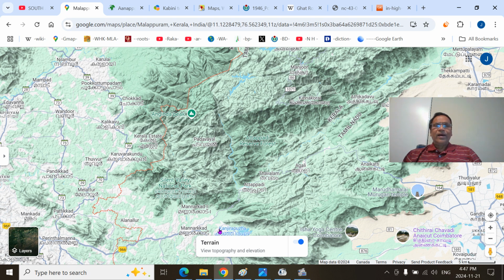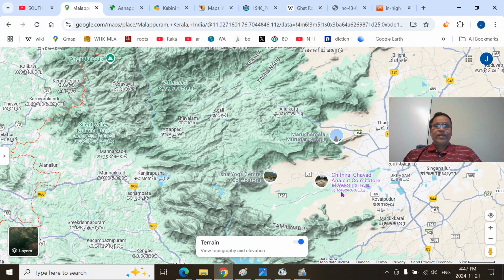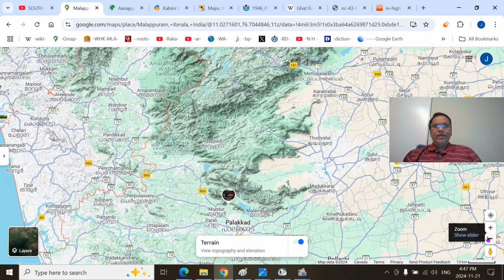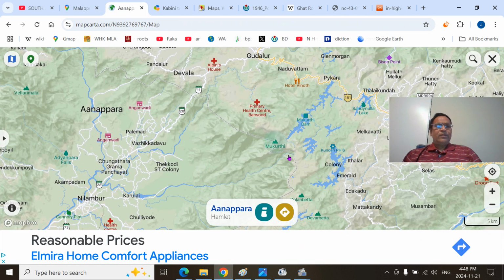The Attapadi, the valley Attapadi. Then here the Palakkad mountains is the Noyyal river valley on which Coimbatore town as well as Tirupur towns are present. And this is the Palakkad hills. This is the Palakkad Gap. Gap is different from hills. So we can see Nilambur here.